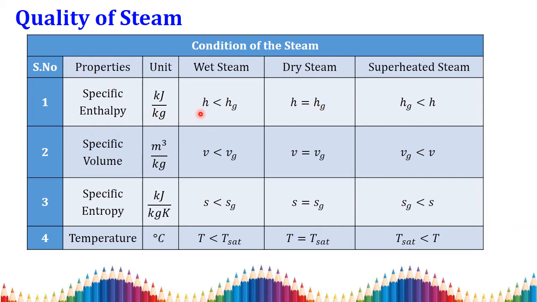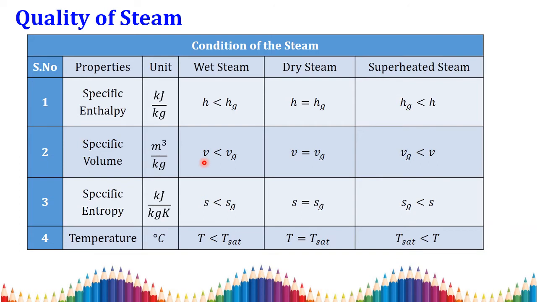If the given specific enthalpy is lesser than the specific enthalpy of saturated vapor, then it is called wet steam. When the given specific enthalpy is equal to the saturated specific enthalpy of vapor, then it is called dry steam, where the x value is equal to 1. If the specific enthalpy of the saturated vapor is lesser than your given enthalpy, it is superheated steam. This will be applicable for specific volume also.